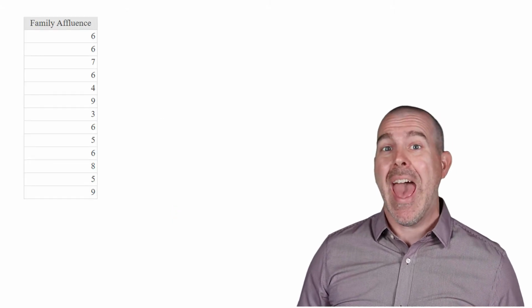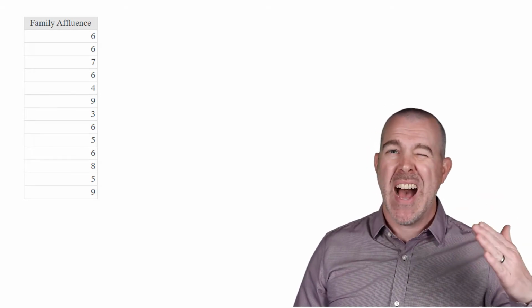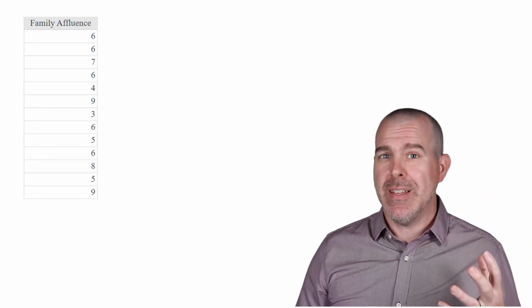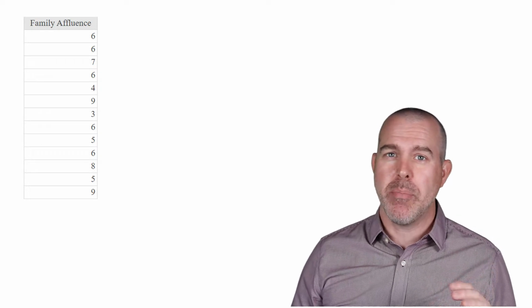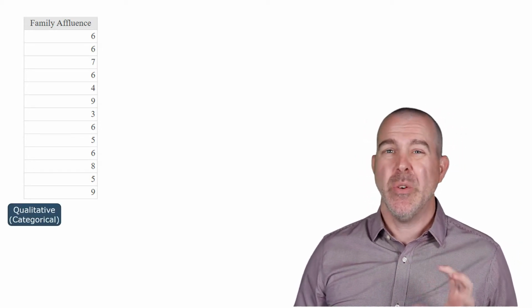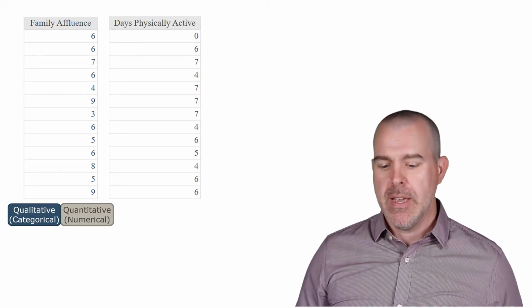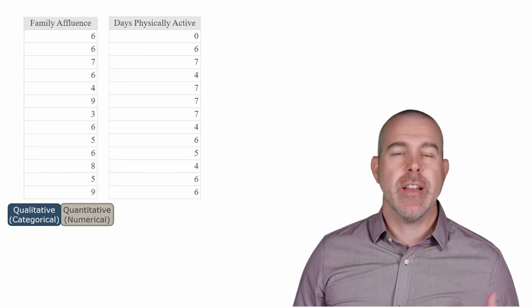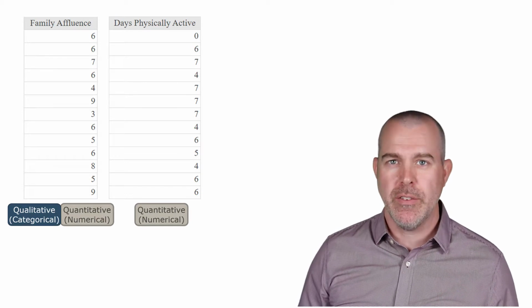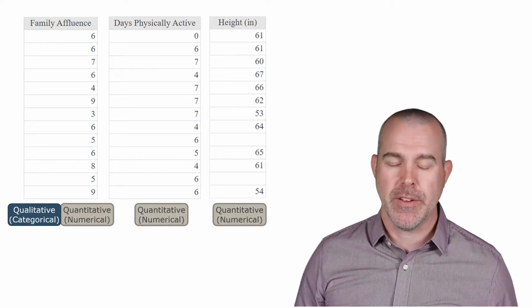Next, family affluence. Now this is a number, but it's actually a scale, like from low to high. So this one's a little fuzzy. We really would have to dig deeper and look at the underlying data to know whether this is really just a ranking or is it a number. So we could really treat it as either, depending on the context. Days physically active, clearly counting, that's quantitative. And then the last one is height in inches, also clearly quantitative.